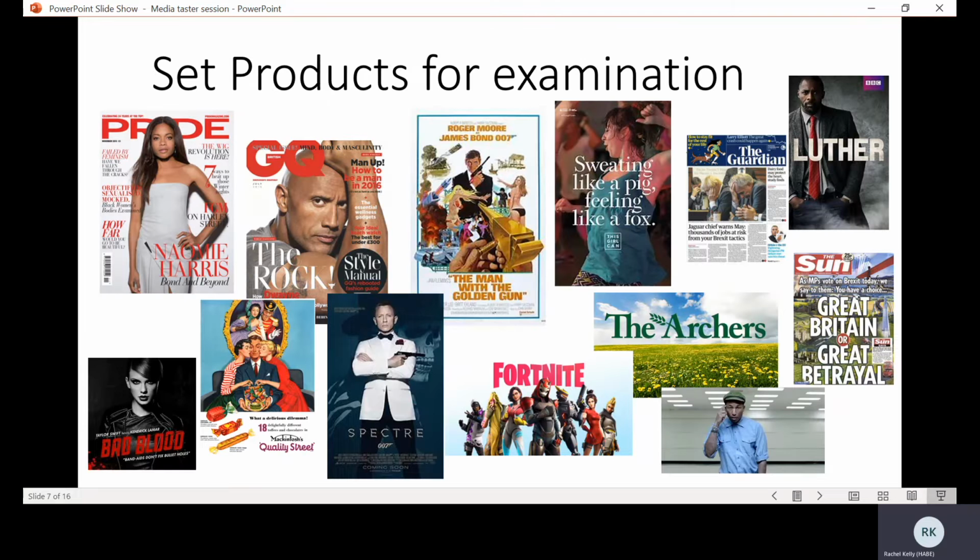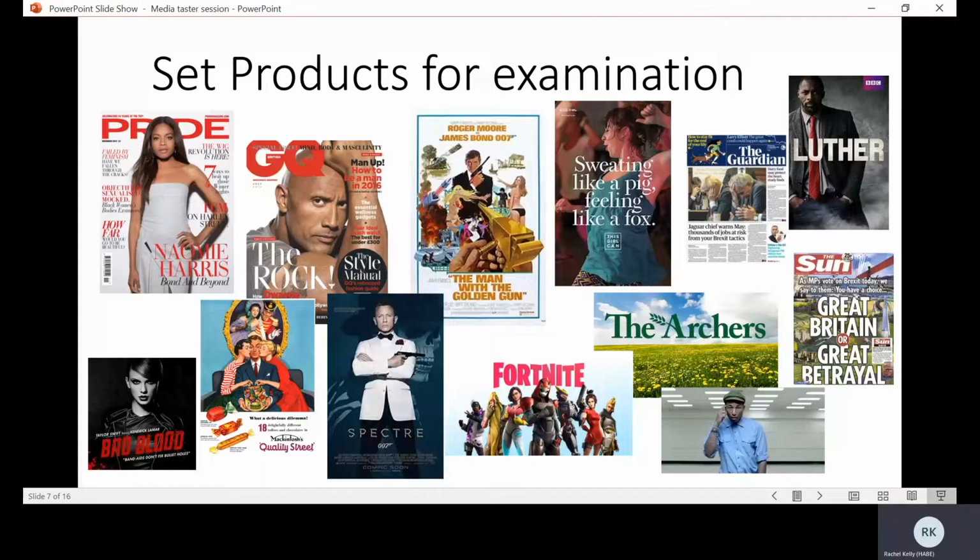Here they are. So these are all of the texts that we will study for both component 1 and component 2. So we look at Pride and GQ for magazines. We look at James Bond, and specifically Spectre and The Man with the Golden Gun, for film and film marketing.